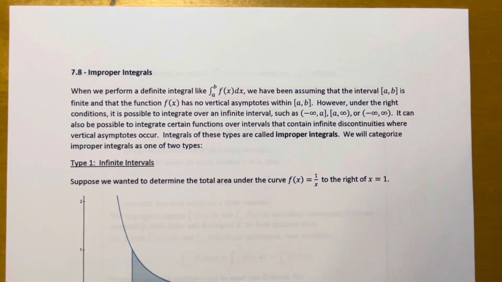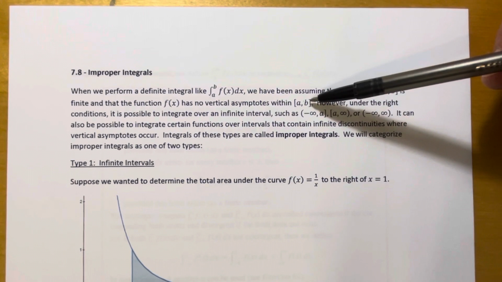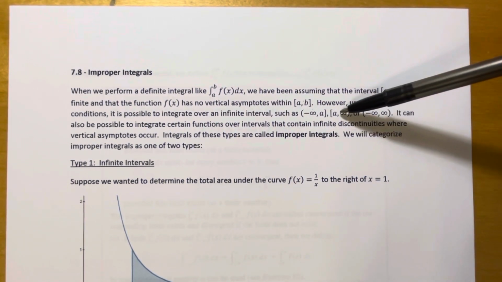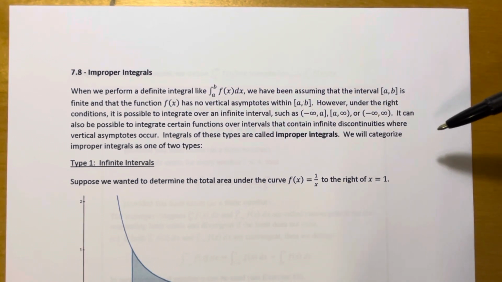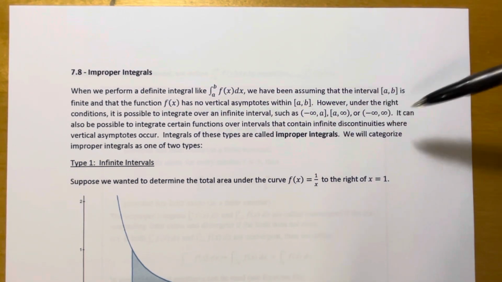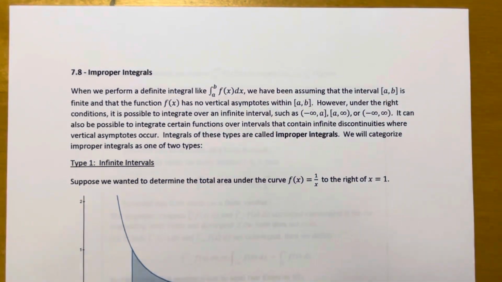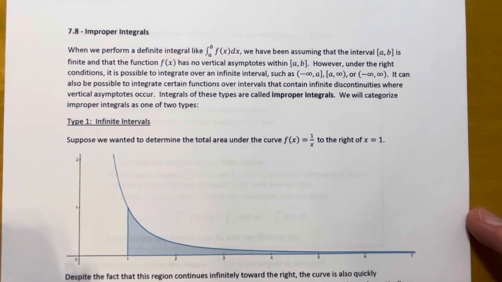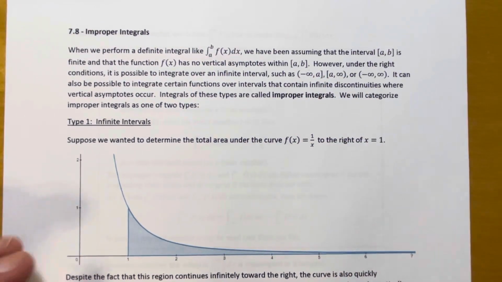However, there are certain applications of integrals where we need to integrate a function over an interval that's not finite. So something that looks like negative infinity to a, or a to infinity, or even negative infinity to positive infinity. This is sometimes called integrating over the real line. So those particular types of integrals we haven't dealt with yet. We haven't talked about how to deal with infinity showing up in one of your limits of integration.